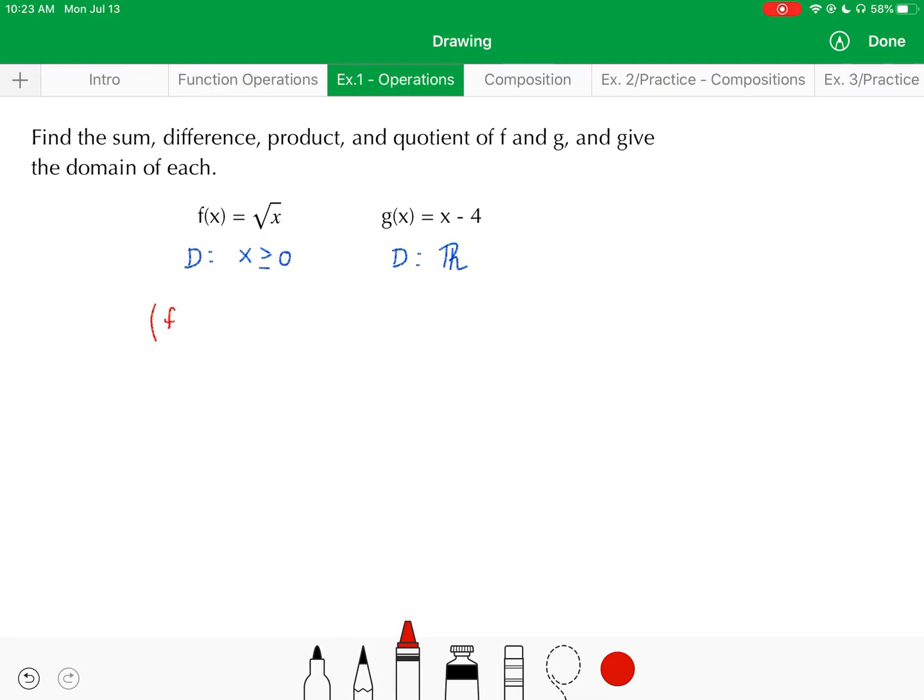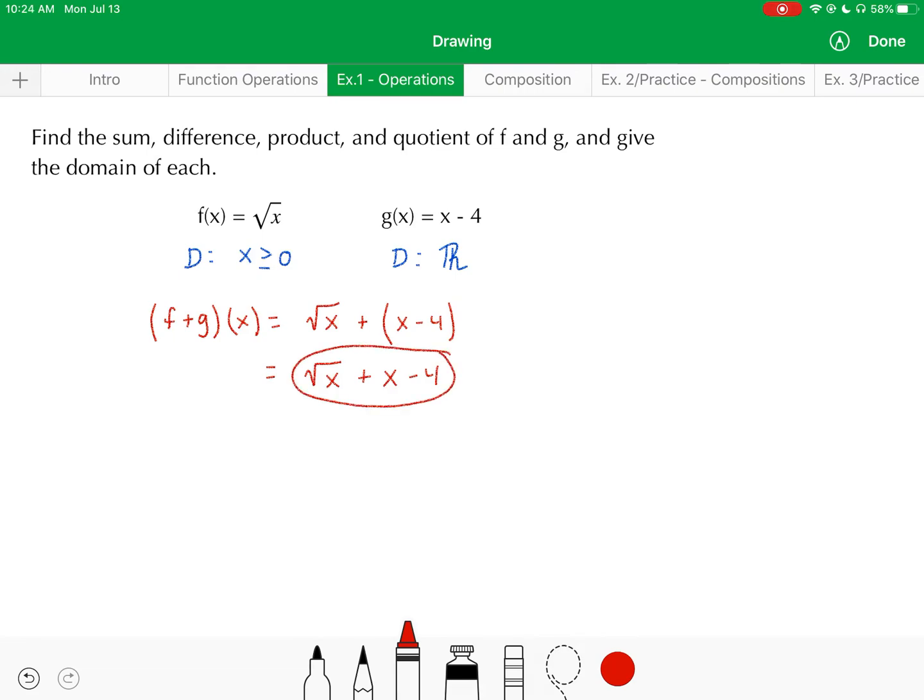So let's say I want to find the sum f plus g of x. That's going to be equal to the square root of x added with x minus 4. And notice I put parentheses around x minus 4 to start here, just to show that that whole expression, that binomial, represents g of x. But really, the parentheses are unimportant here. I can drop those and say that this is my simplified sum.